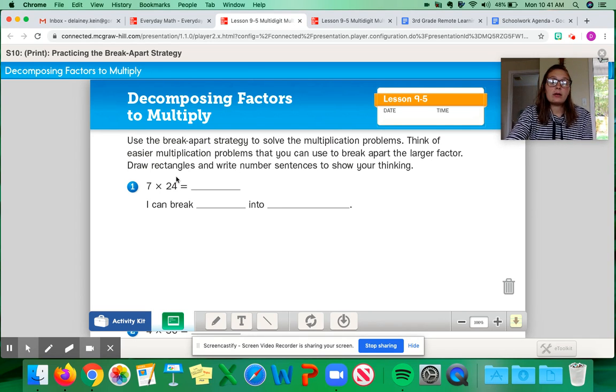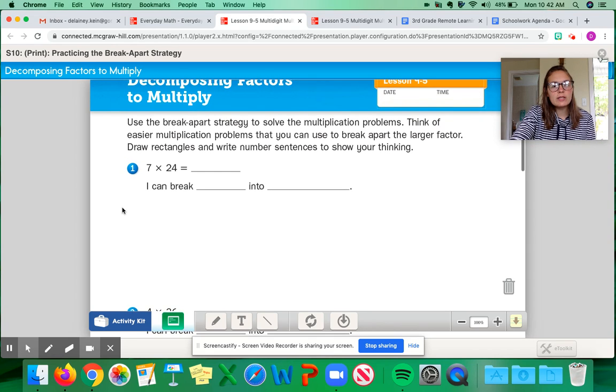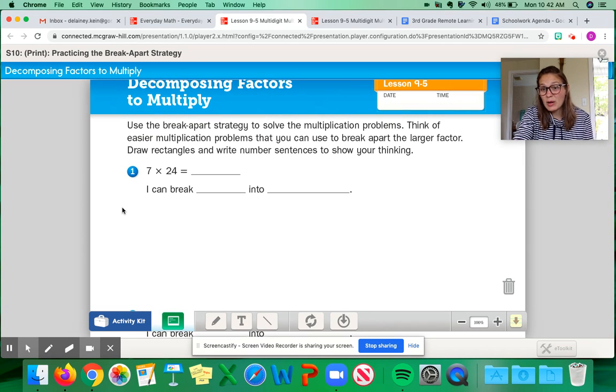Number one, the directions, are to use the break apart strategy to solve the multiplication problems. That's what we just practiced. Think of easier multiplication problems that you can use to break apart the larger factor. Draw rectangles and write number sentences to show your thinking. Okay, number 1, 7 times 24. I don't have fact power for 7 times 24. I can break blank into blank.